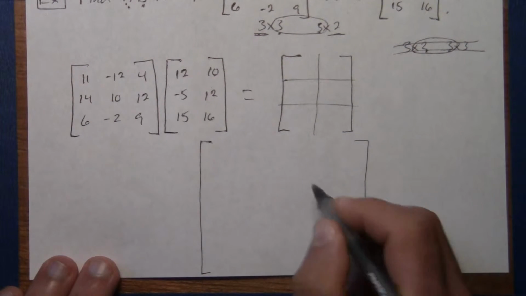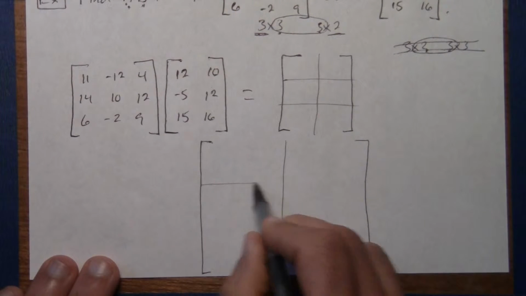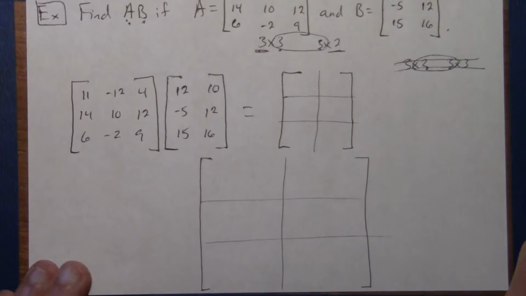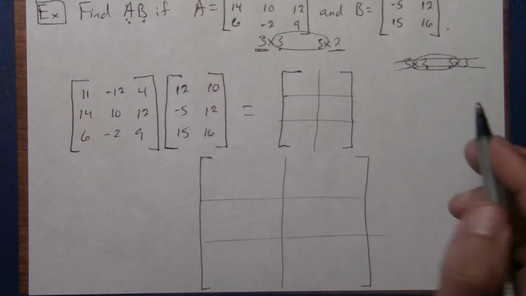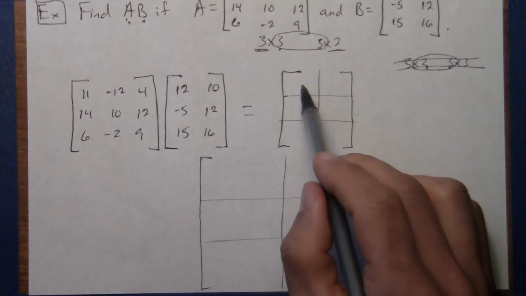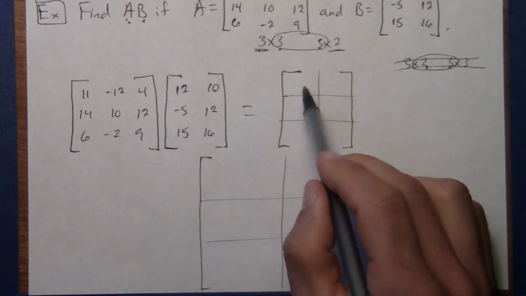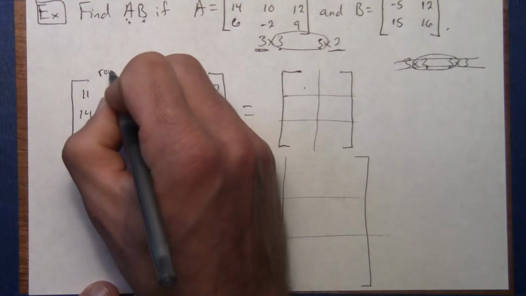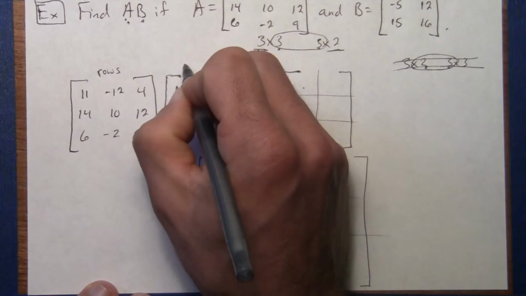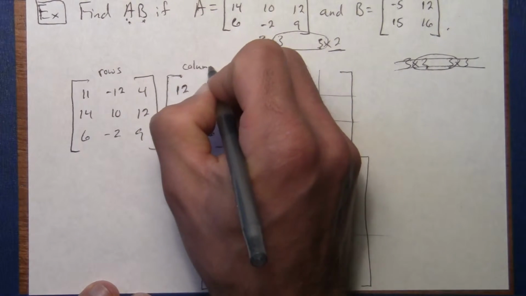This is one way that you can do it. You don't have to necessarily do it this way. I'll show you something else you can do. Alright, and so how do I find this number? Well, this is the first row, first column. Remember, you always look at rows on the first matrix and columns on the second matrix.